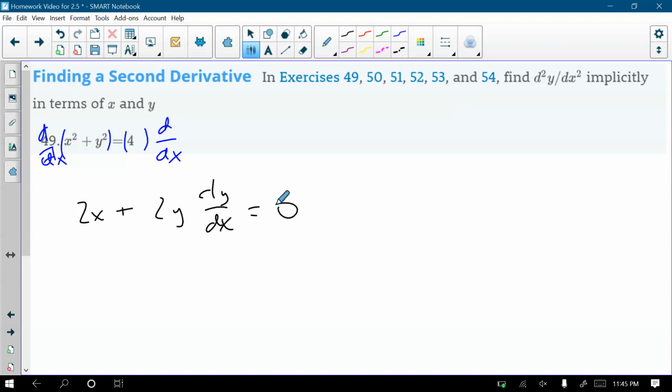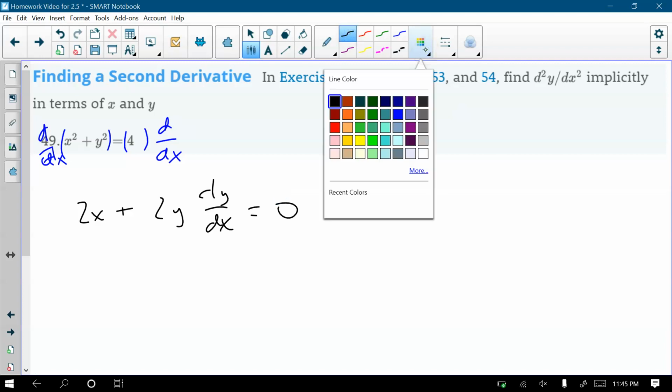Okay. The derivative of 4 is 0. The derivative of y squared is going to be 2y, and I took the derivative of y squared with respect to x, so it's a dy dx there, and the derivative of x squared with respect to x is always 2x as we know it. Let's go ahead and solve for dy dx, because that will make our life a lot easier.